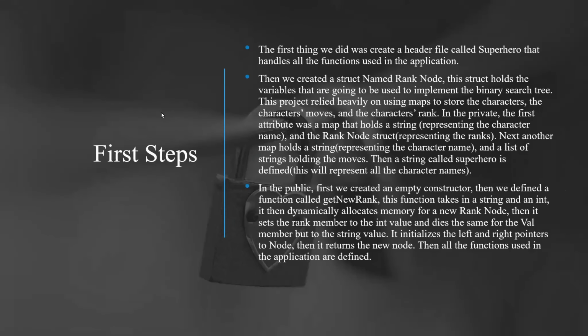Okay, so one of the first things that we did was we created a header file and the main CPP file. So the header file was called superhero, and that was going to handle all the functionality, and then we're just going to transfer that over to the main file. So the first thing that we did, we created a struct named the ranked node, and this struct will hold the variables that will be used to implement the binary search tree. And this project relied heavily on using maps to store the characters' moves and the character's rank.